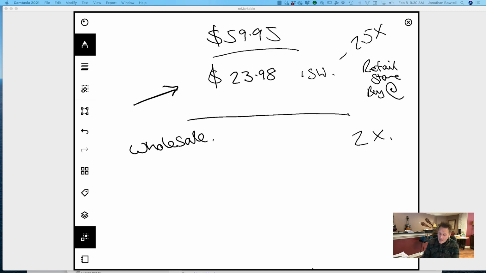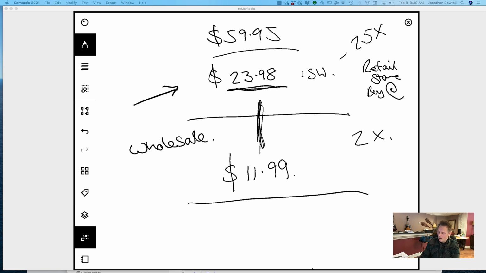So if they're going to have to sell it for $23.98 to a retailer, they're going to have to buy it at $11.99, giving them the margin in between these two. Now, here's the thing. You can negotiate these prices, but if you know that a wholesaler typically is looking for around about 2x, and a retailer is looking for roughly 2.5x, then it helps you plan out and structure your quotations in what you think you can charge for a product.